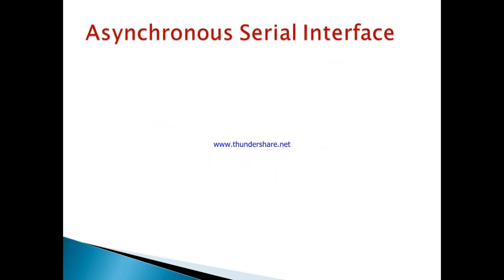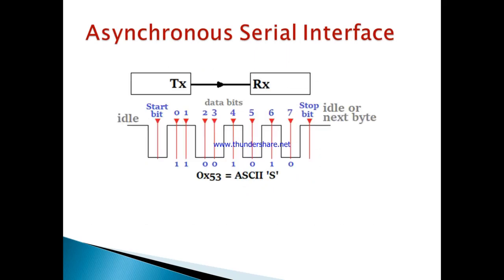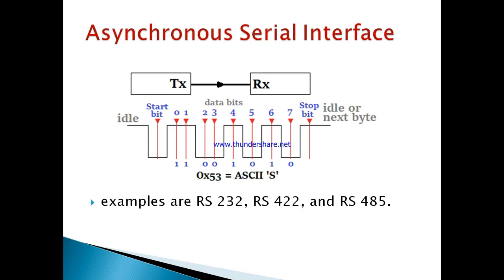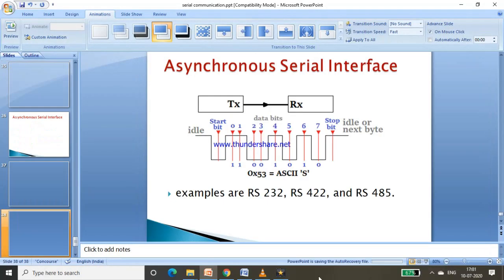Second is the asynchronous serial interface. In the asynchronous serial interface, the external clock signal is absent. Asynchronous serial interfaces can be seen mostly in long-distance applications and are a perfect fit for stable communication. The well-known examples are RS-232, RS-422, and RS-485.